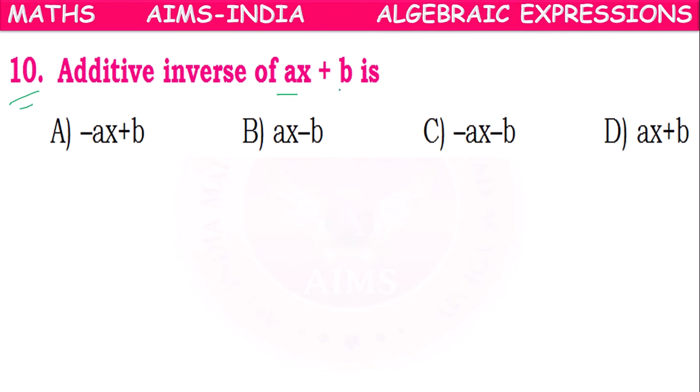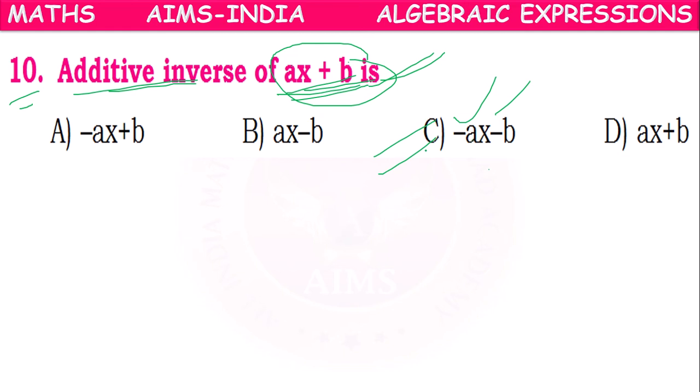Next one. Additive inverse of ax plus b. So, ax plus b is an expression. Additive inverse of an expression means for all the terms, we have to change the sign. Plus ax will become minus ax. Plus b will become minus b. So, option C is correct.